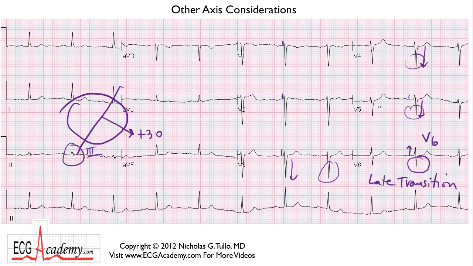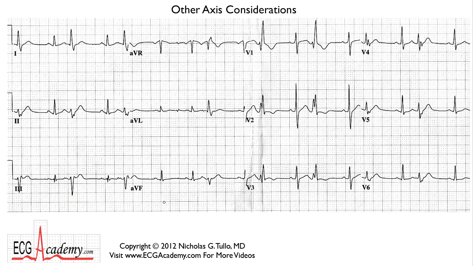We might be tempted to interpret this poor R wave progression as being evidence of an old anterior MI, but we'll talk about this in a later section. This late transition is more of an electrical phenomenon and not necessarily related to any anatomical problems.